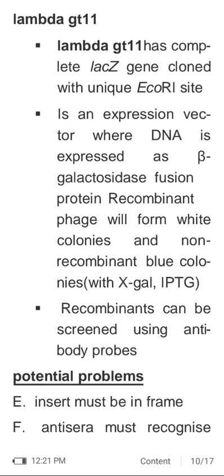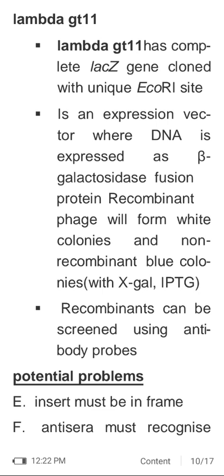Then lambda gt11 has a complete lacZ gene cloned with a unique EcoRI site. It is an expression vector where DNA is expressed as a beta-galactosidase fusion protein. Recombinant phage will form white plaques and non-recombinant blue plaques with X-gal and IPTG. Recombinants can be screened using antibody probes.